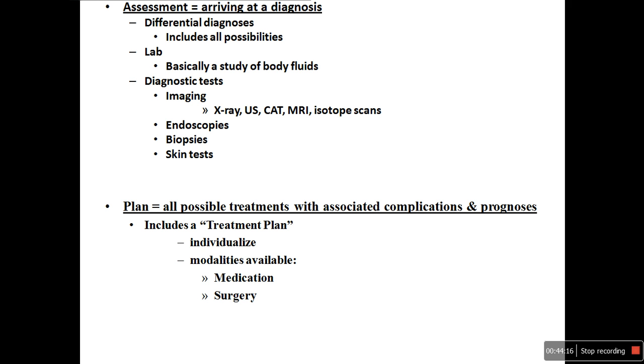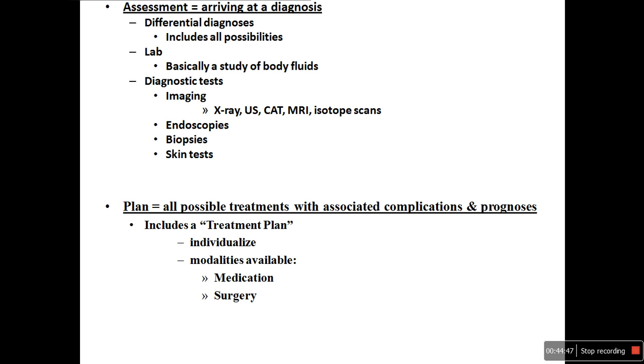A lab, basically a study of the body fluids. Diagnostic tests: imaging, endoscopics, biopsies, skin tests, X-ray, magnetic resonance imaging, isotope scans. The last thing is the plan, or treatment.